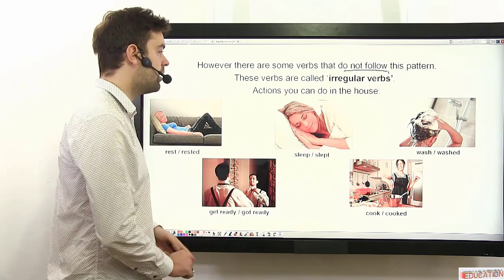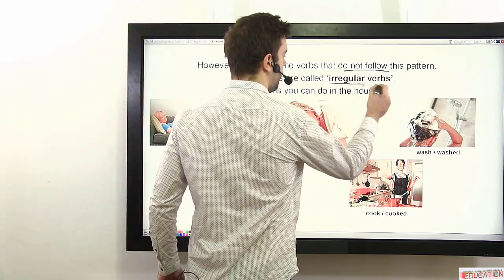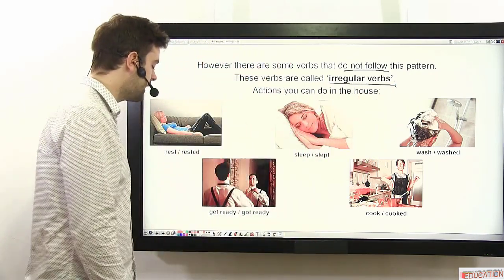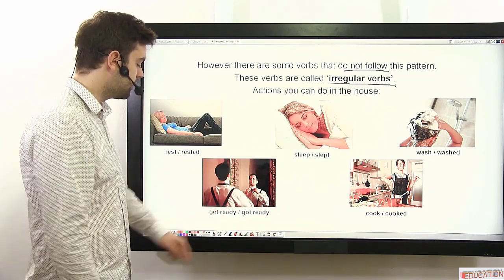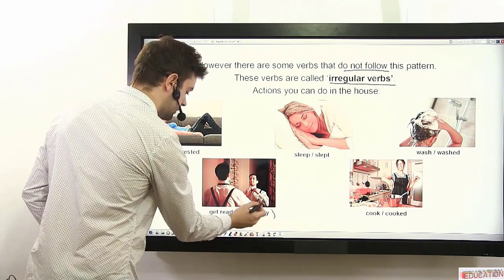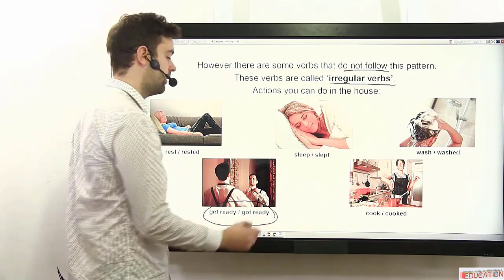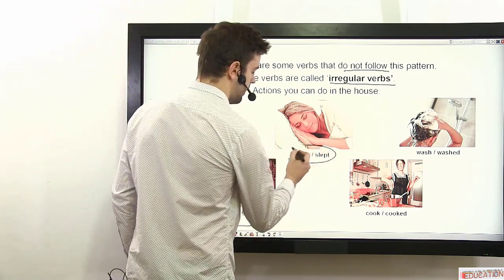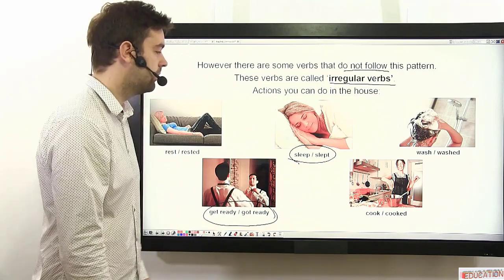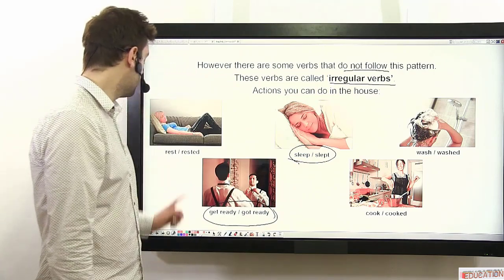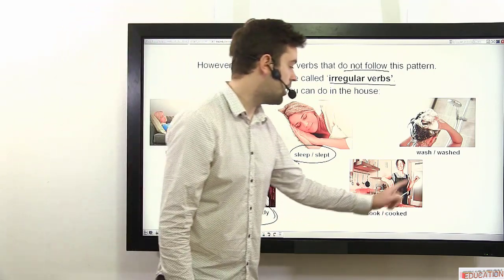So which are irregular verbs? This one is irregular. This is an irregular verb. These are regular.